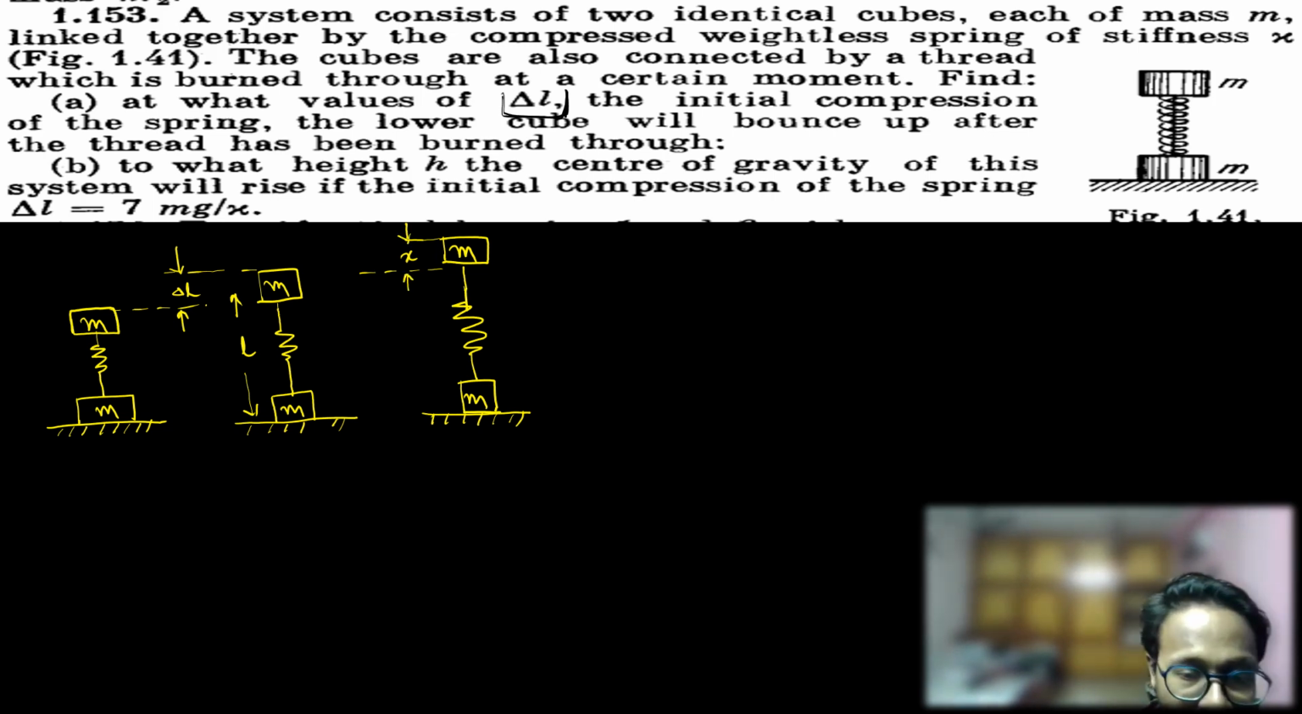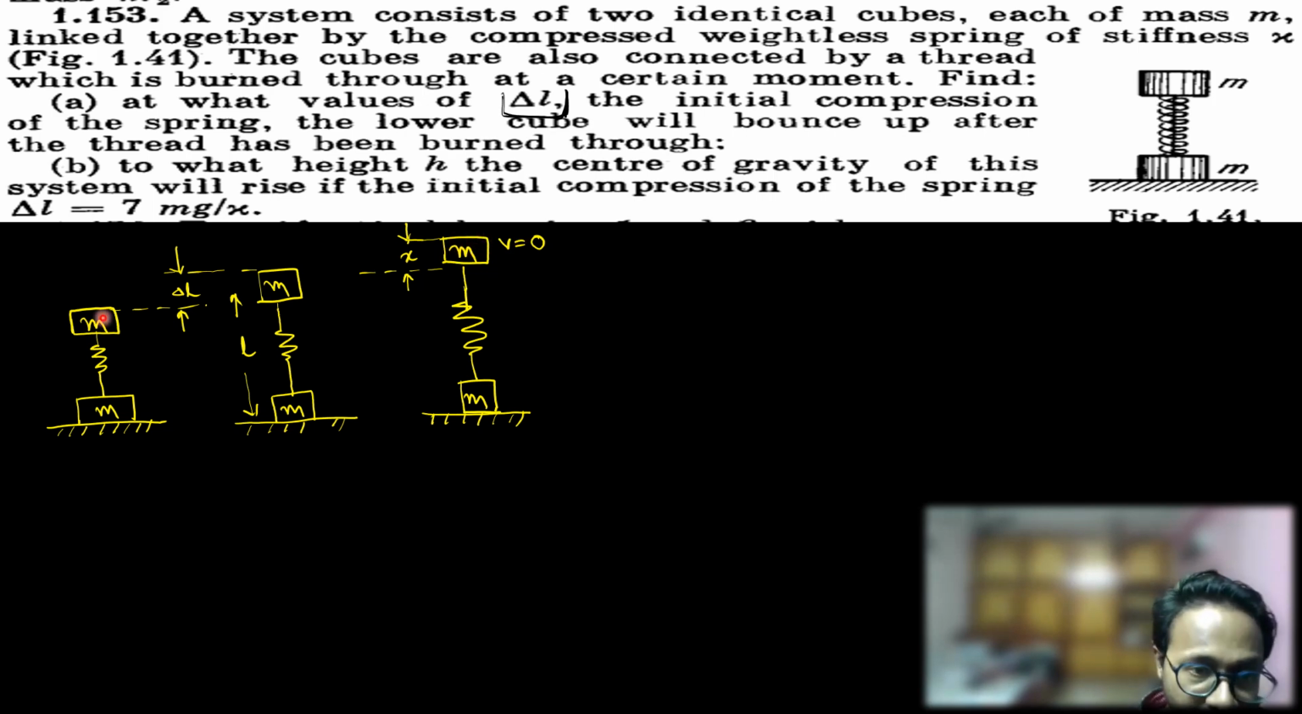Now the question is asking for the minimum value of delta L such that when the maximum elongation occurs, the spring force is just enough to lift the bottom block from the ground. For the minimum value of delta L, at maximum elongation of the spring, the velocity of the topmost block would be 0. Understood this concept?